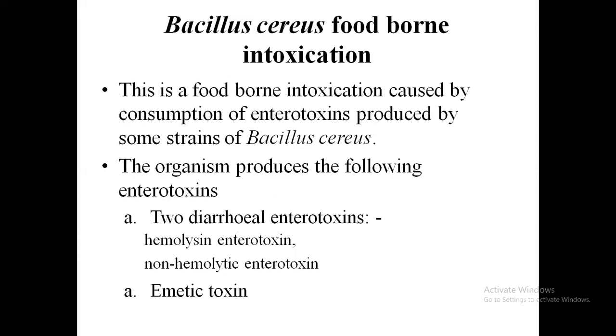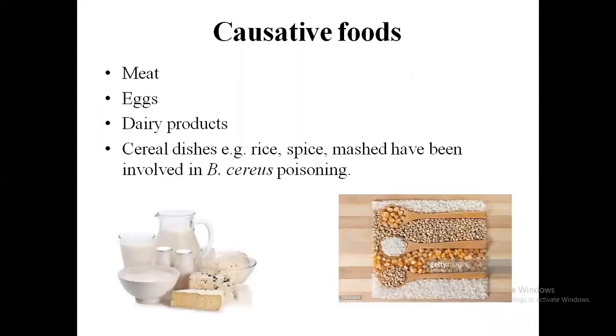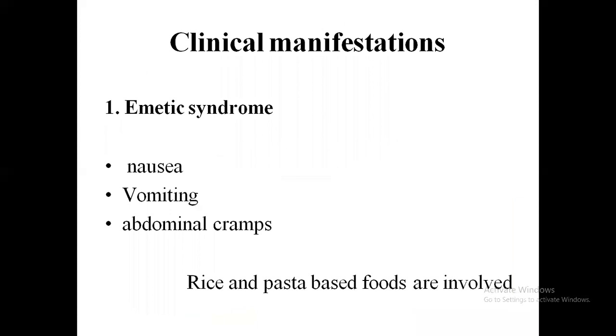That's all. The other intoxication in bacteria is Bacillus cereus. It is also caused by enterotoxins of Bacillus cereus. Here, it causes two diarrheal enterotoxins, like hemolysin enterotoxin and non-hemolytic enterotoxin. The other one is the emetic toxin. Bacillus cereus is caused most of the time by non-vegetarian foods and dairy products, meat, eggs, dairy products, cereals, and dishes may also cause poisoning here. And as I told, there are two types, emetic and diarrheal.